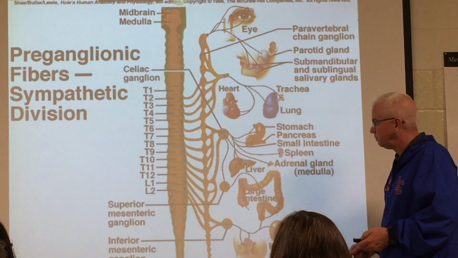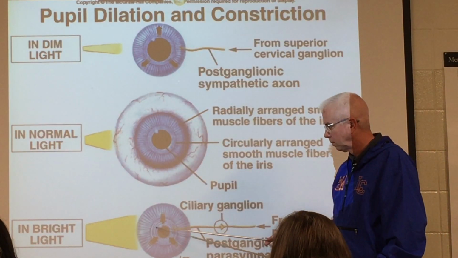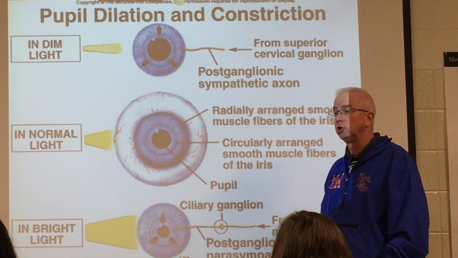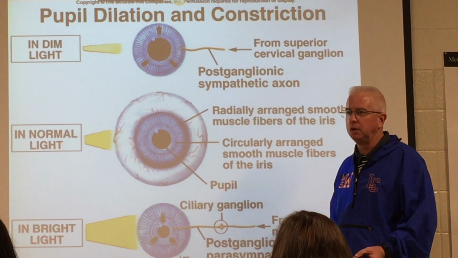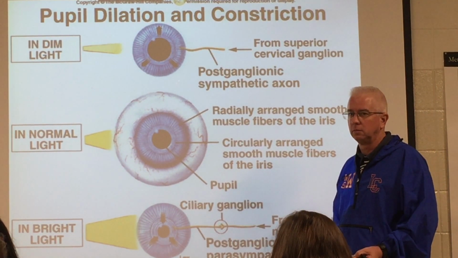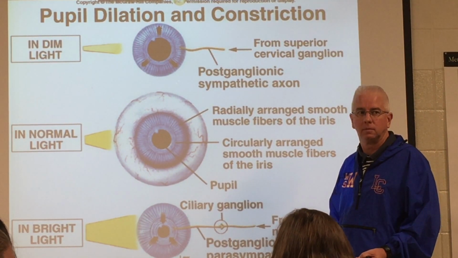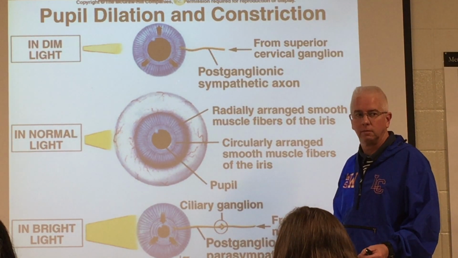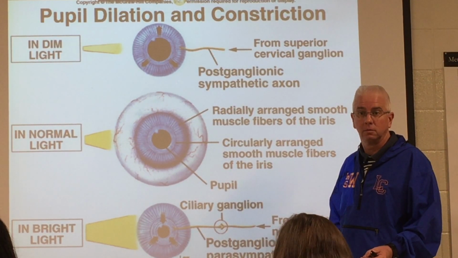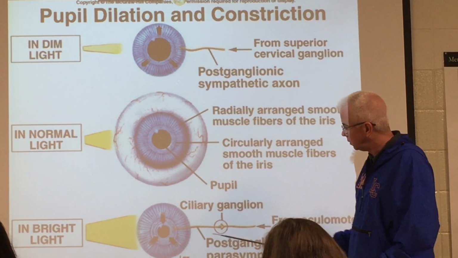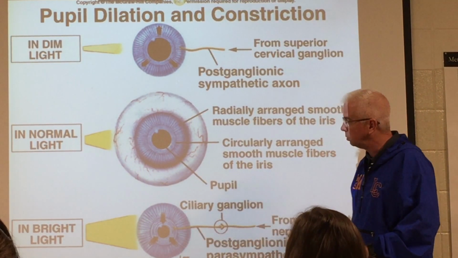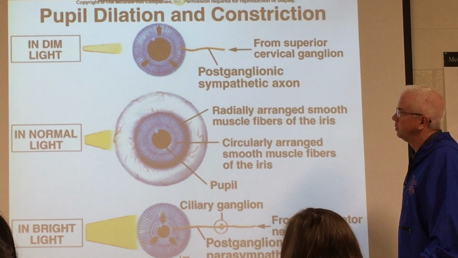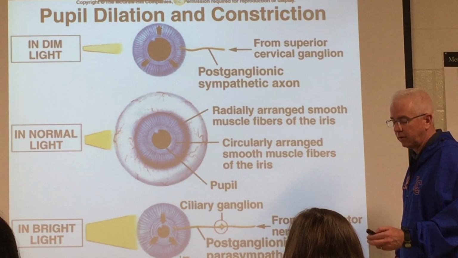What's the receptor type? What is the neurotransmitter released by postganglionic parasympathetics? What is it? Acetylcholine. What's the receptor type? Muscarinic. Cholinergic. Okay, so that would cause constriction of the pupil. And this is once again the importance of the autonomic nervous system. This is regulating the amount of light.